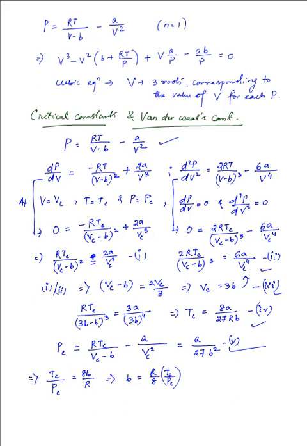And similarly, if we take Tc squared over Pc, then we'll get that to be equal to 64a over 27R squared, and that will result in the value of a, which is equal to 27R squared over 64, times Tc squared over Pc. So this is mostly in terms of Tc and Pc, the critical temperature and pressure.